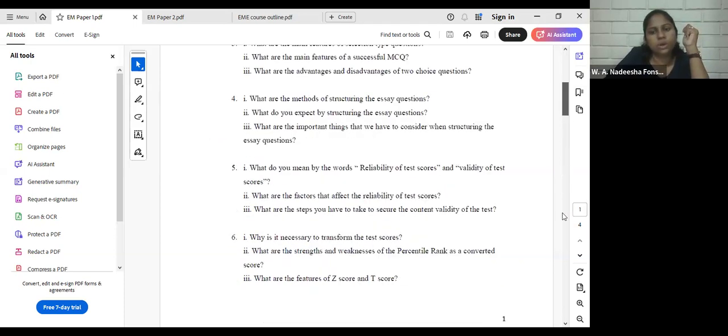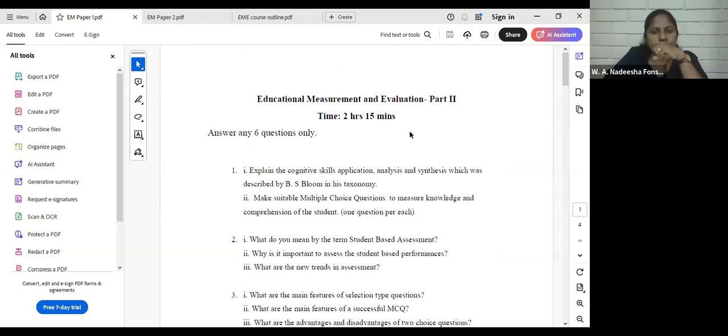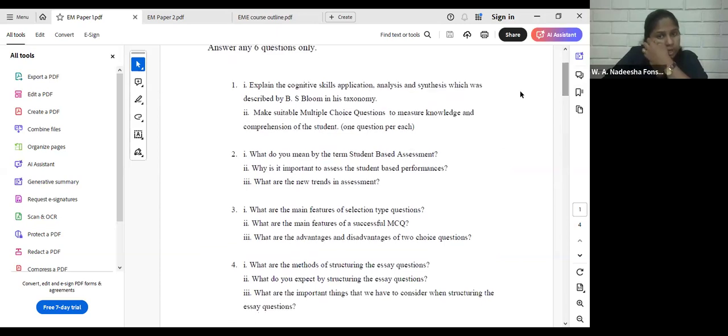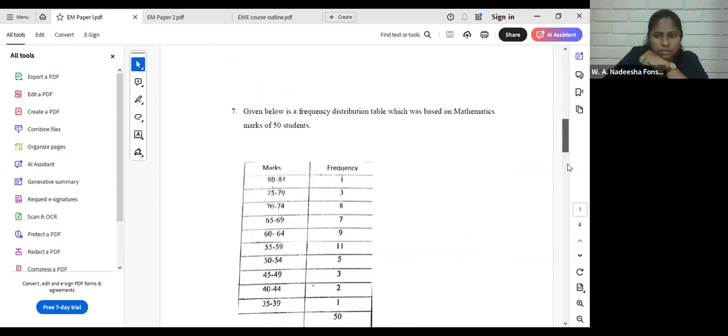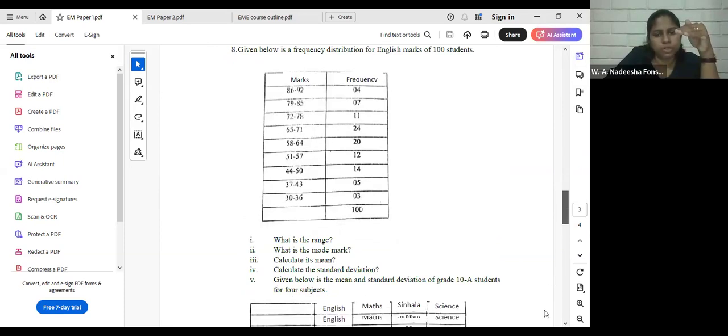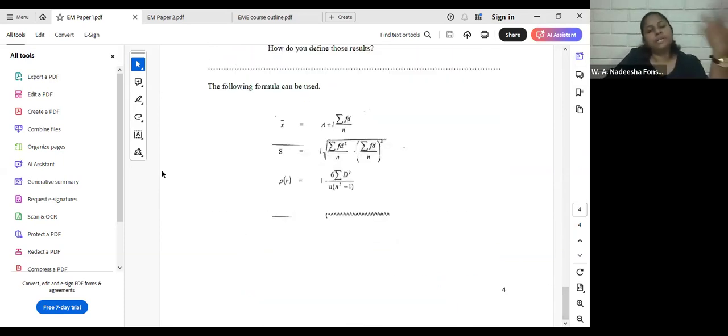So let's discuss, and you have to answer. You have to speak, okay? First one, explain the cognitive. Before that, these are the things I told you. At the end of the paper, you will be given the related formulas like this: X bar, S, O, R. By looking at these, you have to identify what these formulas are, and you have to have the ability to use them for the correct question.